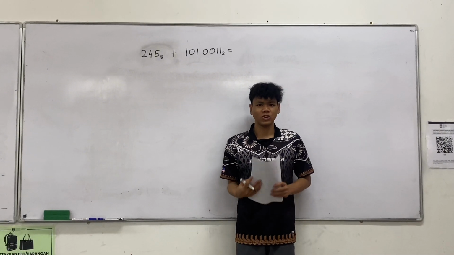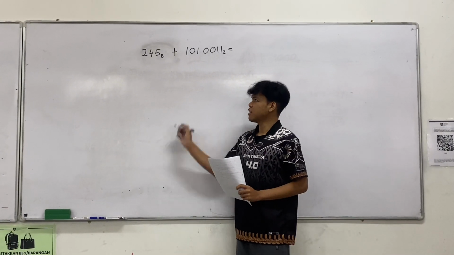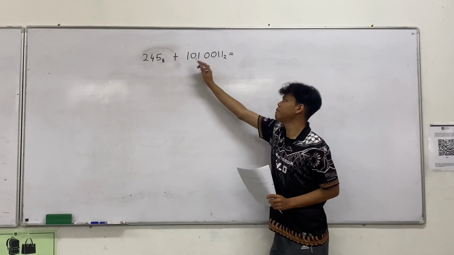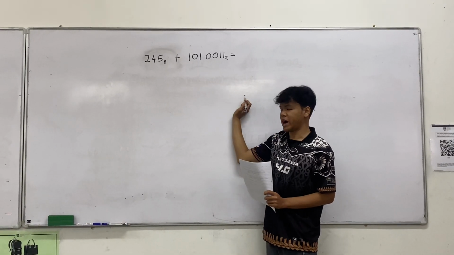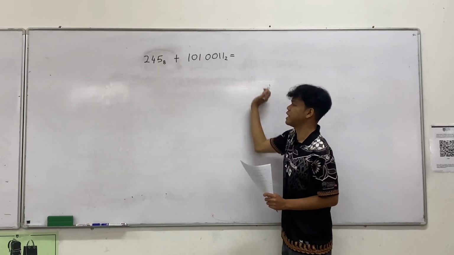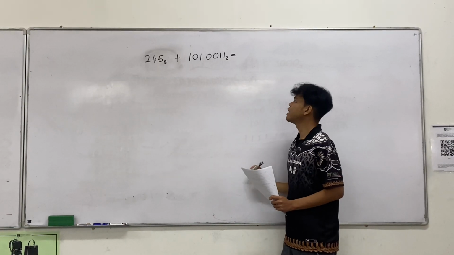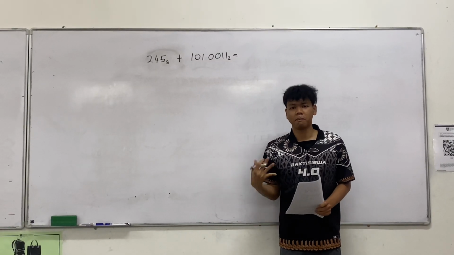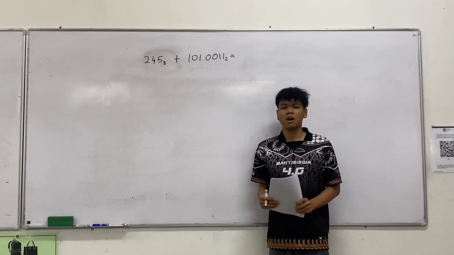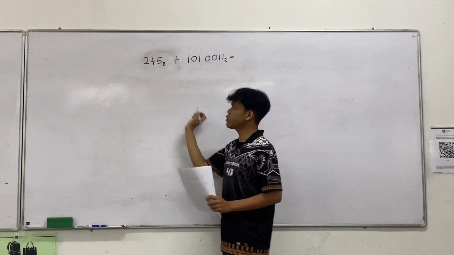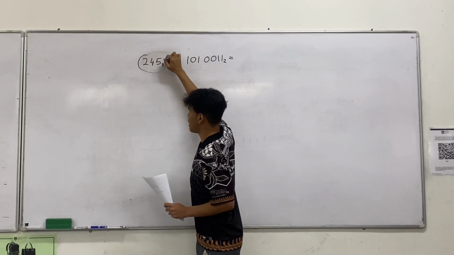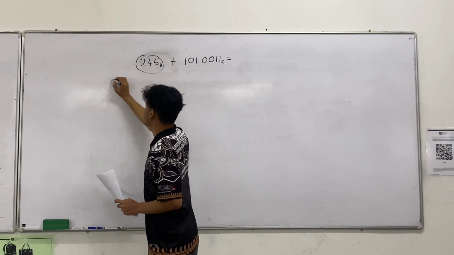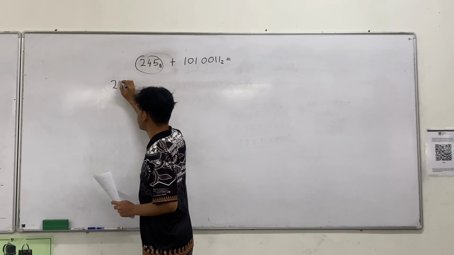So we are going to the next question, which is 245 in octal number plus 1010011 in binary number. So we want to give the answer in a binary number. What we are going to do first is convert this octal number into a binary number. So let's rewrite this number again.